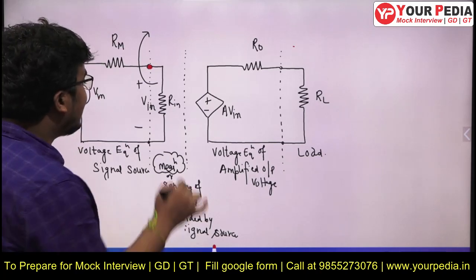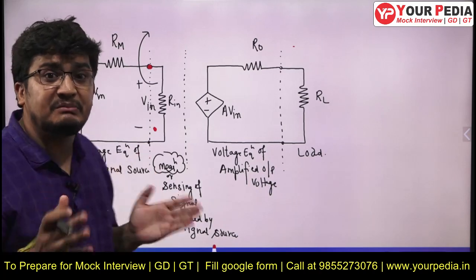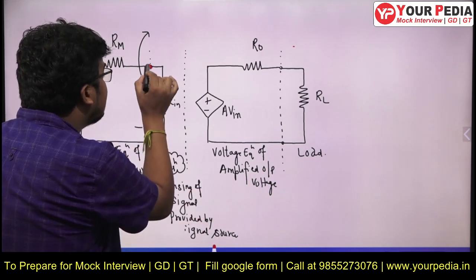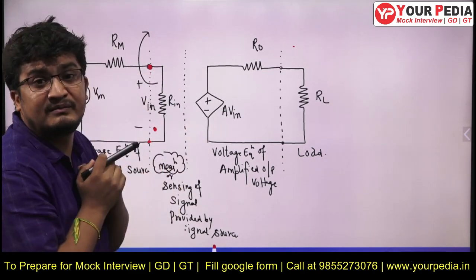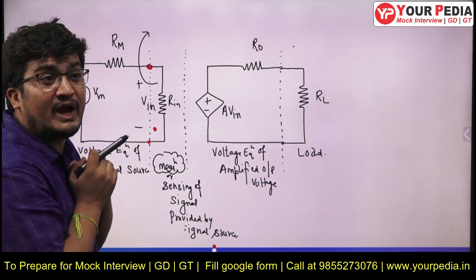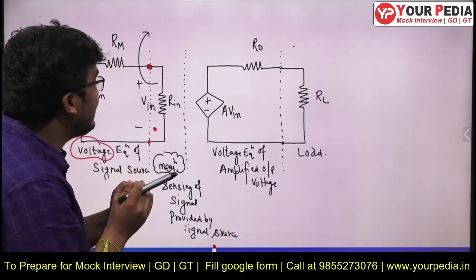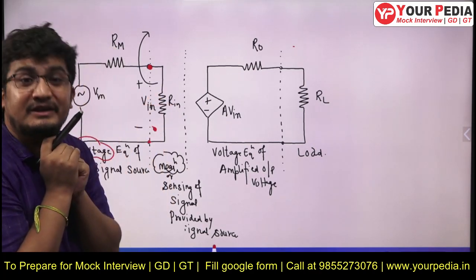What basically the amplifier is doing at the input is the measurement. At this point the amplifier is doing the measurement. It is sensing the signal provided by the microphone. If the signal provided is in terms of the voltage equivalent, I can say this amplifier at the input stage is working as a voltmeter.